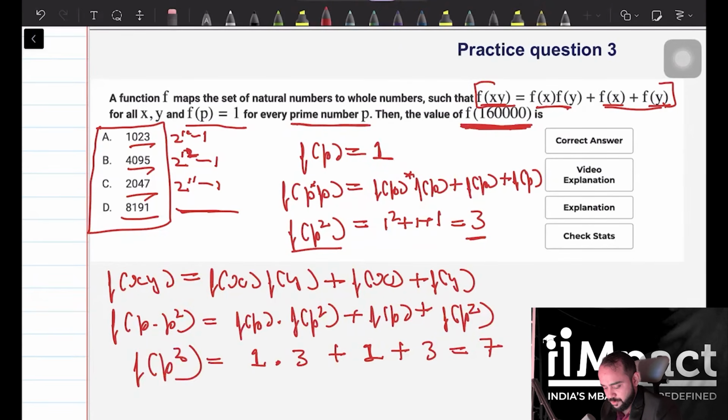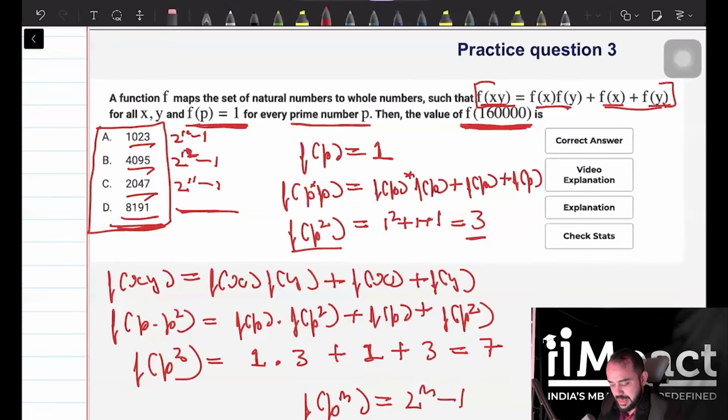Can I say f(pⁿ) is equal to 2ⁿ minus 1? Can I say that? Does this check all the hints that I had? Yes, it does. It checks all the 2ⁿ minus 1 I am able to make, and I am able to use the prime numbers.